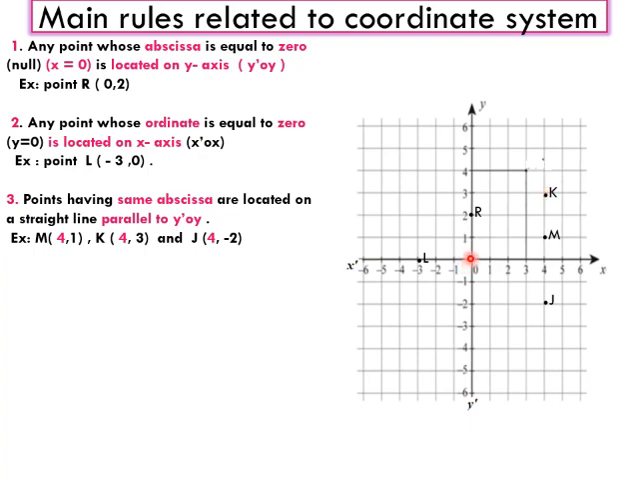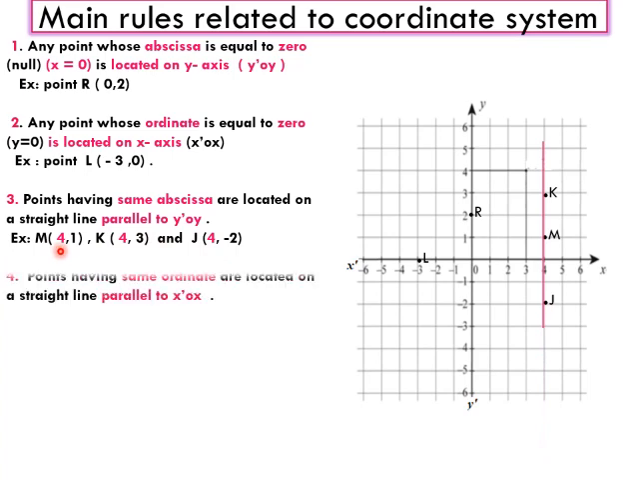First, we start at the origin, move 4 steps along the x-axis to the right since its abscissa is equal to 4, then go downward 2 units along the y-axis since its ordinate is equal to -2. So J is located here. As you can see, the 3 points have the same abscissa, which is equal to 4, so they are located on a straight line parallel to y prime or y. Points having the same ordinates are located on a straight line parallel to x prime or x.